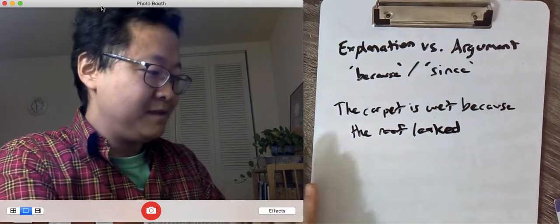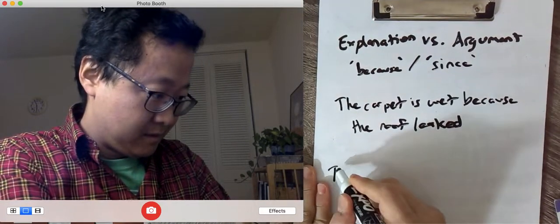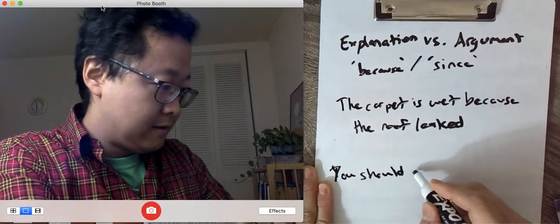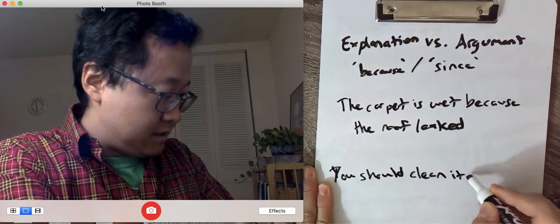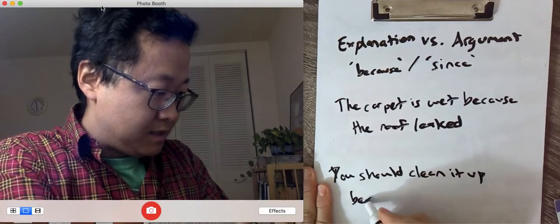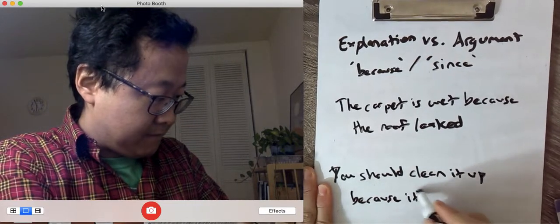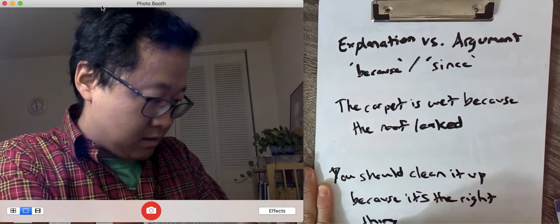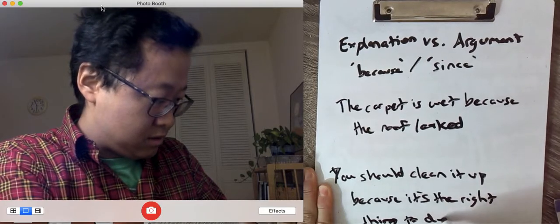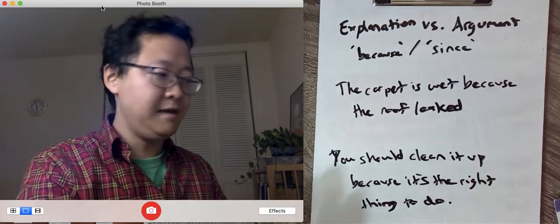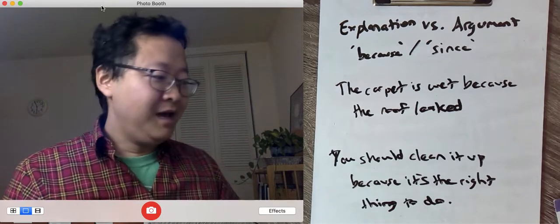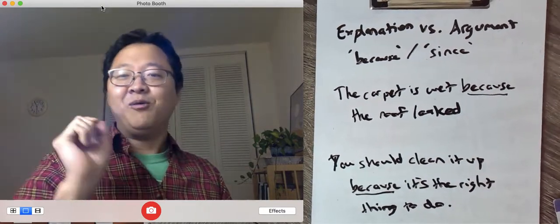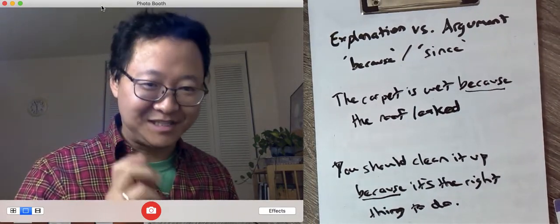That's one claim. And then here's another one. You should clean it up because it's the right thing to do. Okay, so we have two sentences here, and they're both using a because. But one is an argument and the other is an explanation.